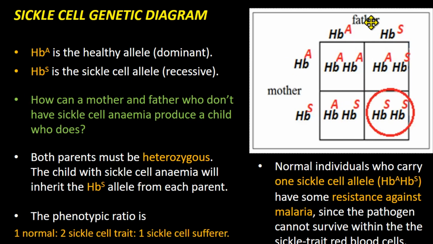So the father, remember, each parent would have two alleles. So the father is going to have a healthy allele and a sickle cell allele. So he's going to be heterozygous for sickle cell anemia. The same is with the mother.